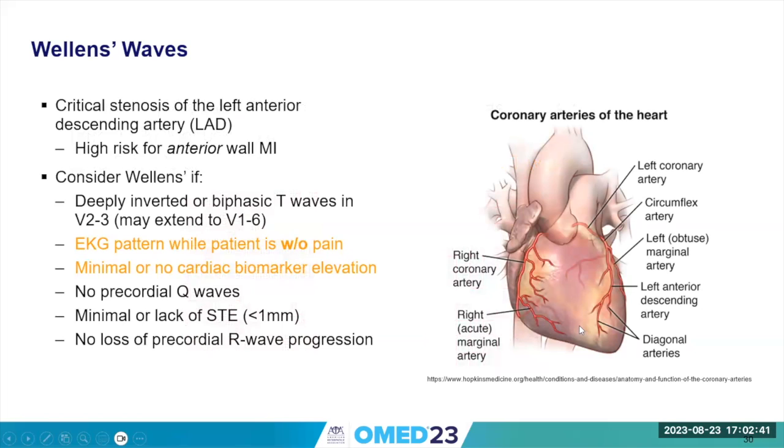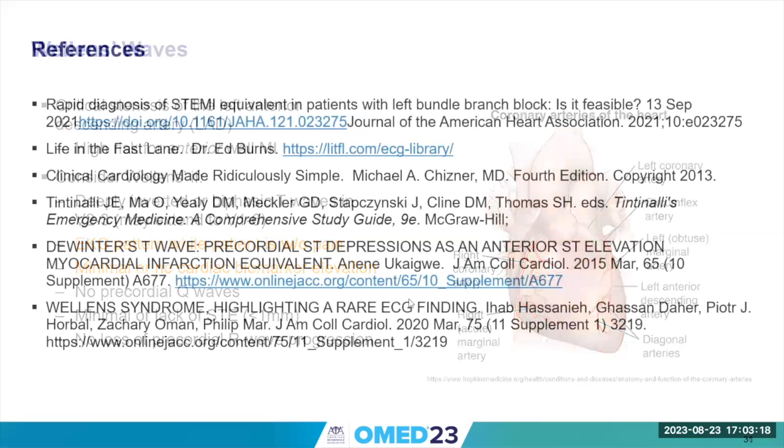Wellens waves are concerning because they are due to a critical stenosis of the left anterior descending artery. So there's a super high risk for an anterior wall MI. And like we said, you want to consider Wellens if you see those inverted or biphasic T waves in V2 and V3, and these may extend to V1 through V6, but also you can have them in the lateral leads I and aVL. But again, the key with this is the clinical history, right? That the EKG pattern is in a patient without pain. So you may actually have minimal or no biomarker elevation, but this is something that definitely needs to be pursued and discussed with a cardiologist.